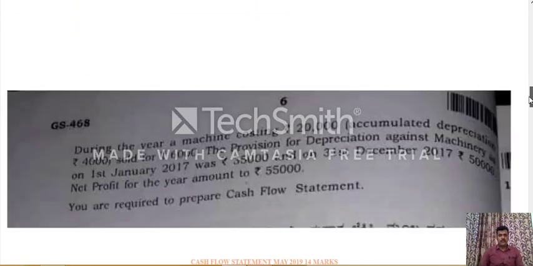Coming to the adjustment. During the year, a machine costing rupees 20,000, accumulated depreciation rupees 4,000, was sold for rupees 6,000. The provision for depreciation against machinery as on 1st January 2017 was 35,000 and on 31st December 2017 50,000. Net profit for the year amounts to rupees 55,000. We are required to prepare cash flow statement.